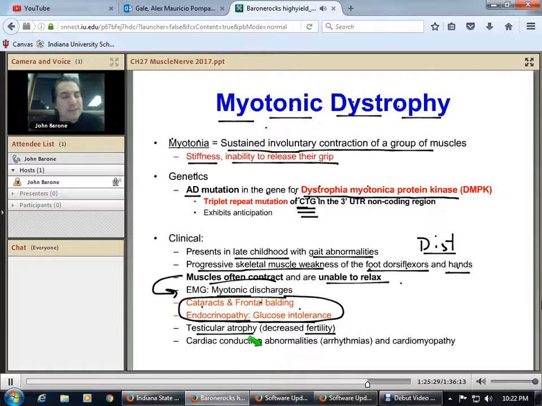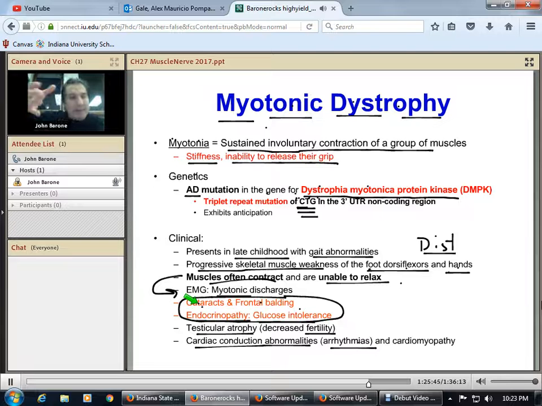It's kind of weird. Now they also get testicular atrophy, so they're going to have trouble with fertility, and they get conduction defects, so they can have arrhythmias. That's not good. You get arrhythmia that can potentially kill you. But I think this is very interesting, the cataracts.